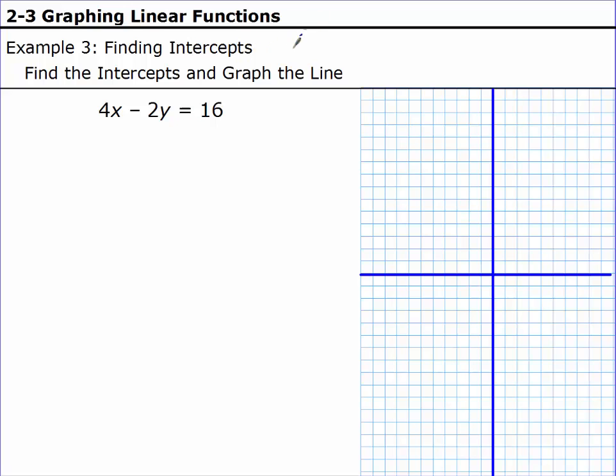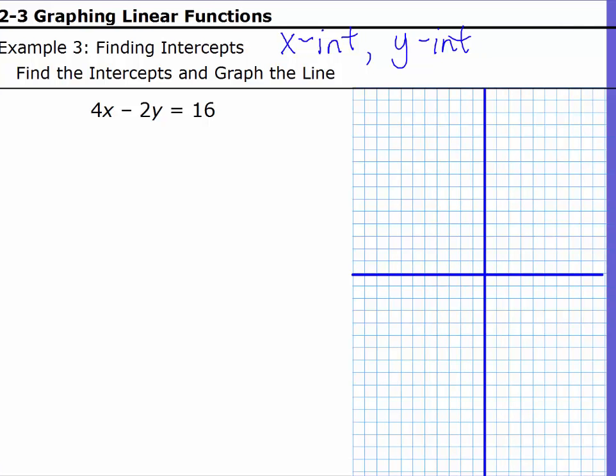So this method is called finding intercepts. So you've got your x-intercept and your y-intercept. This is where the graph will cross the y-axis, that's the one going up and down, and where the graph will cross the x-axis, the one going from left to right. Okay, we're going to use what's called the cover-up method.